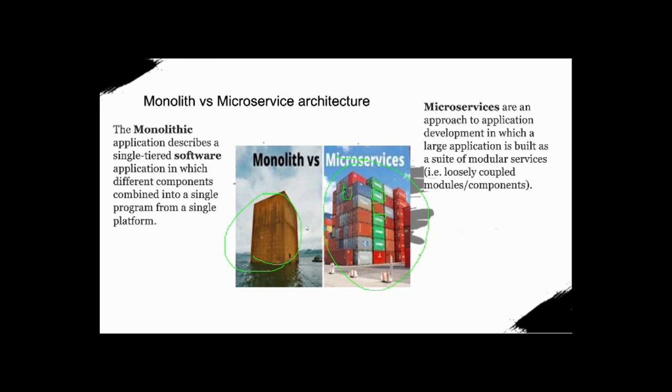That's what the two differences are. So a monolithic application is actually a single tiered software application in which different components combined into a single program form a single platform. Microservice is a different approach to an application, in which a large application is built as a suite of modular services. So these were the two definitions.